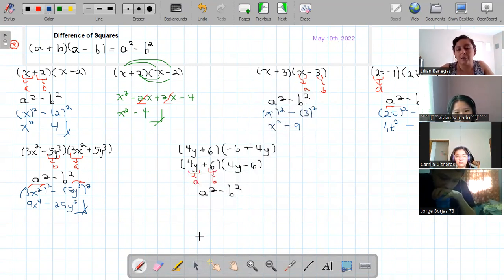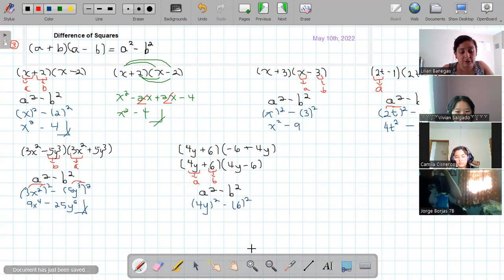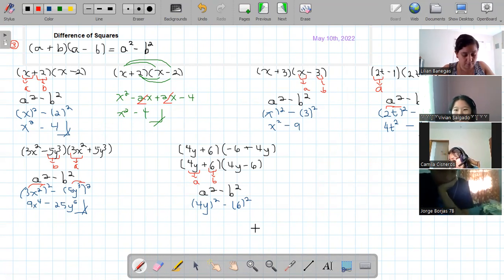And we go ahead and substitute. So instead of A, 4y, and that goes to the square. Minus, instead of B, 6, and that also goes to the square. Now I solve that using a what? Power of a power. Very good. So I'm going to multiply this with the power of a power.